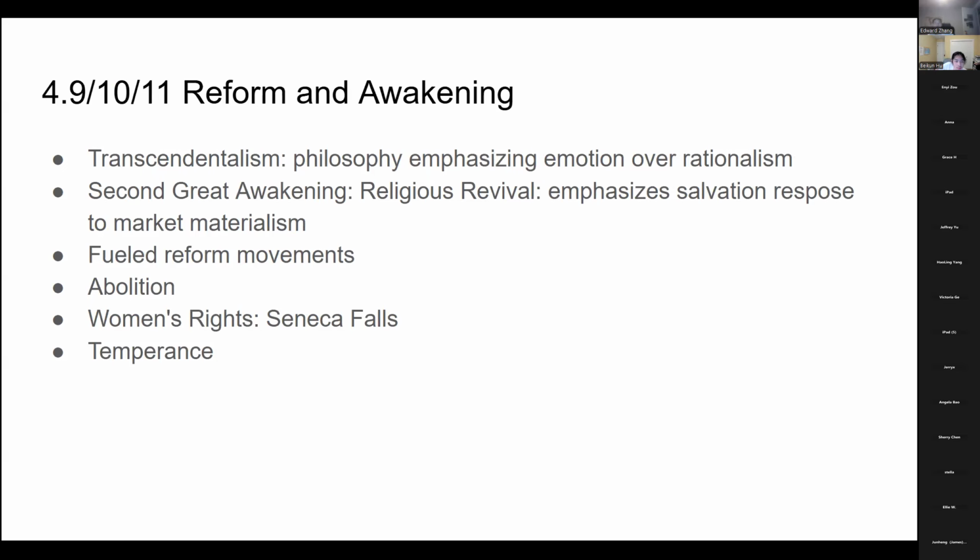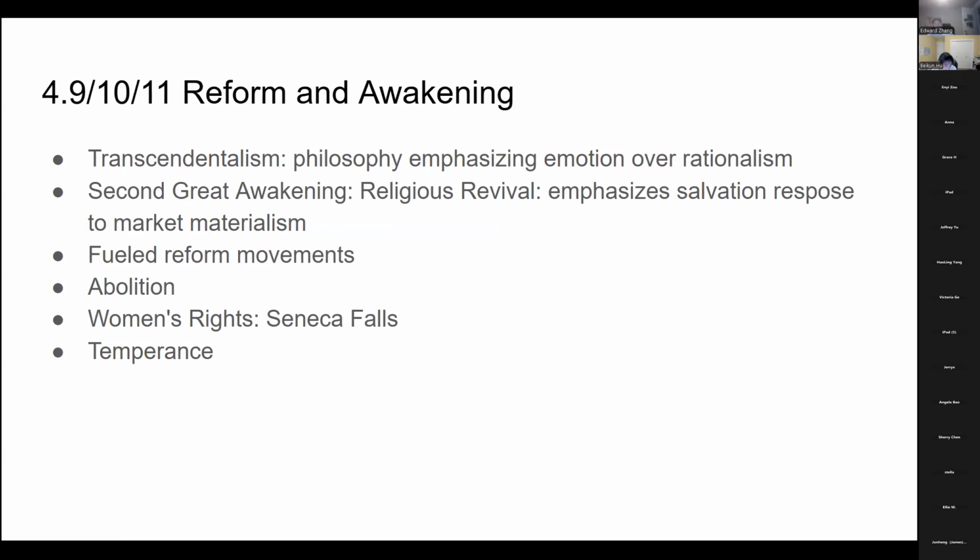All right. And then 4.9, 10, 11 is all about reform and the Second Great Awakening, right? So a belief that arises now was transcendentalism, the philosophy of emphasizing emotion over rationalism. And this is what led to the Second Great Awakening, right? It was a religious revival.